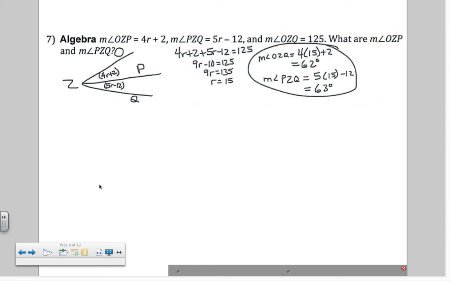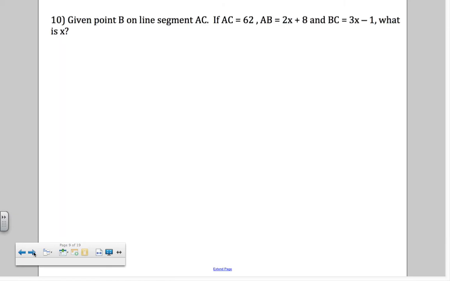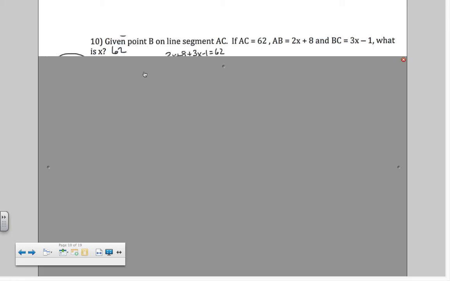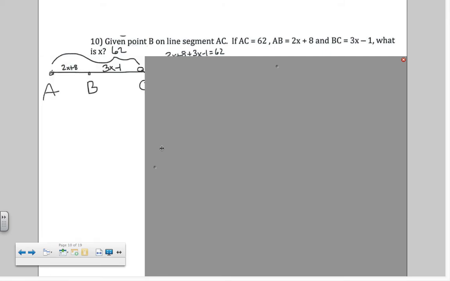Or you can keep playing the movie and then go to the worksheet. Number 10 is our next problem. Given point B on line segment AC, if AC is 62, AB is 2x plus 8, and BC is 3x minus 1, what is x? So when in doubt, draw it out. We're going to draw out the situation.